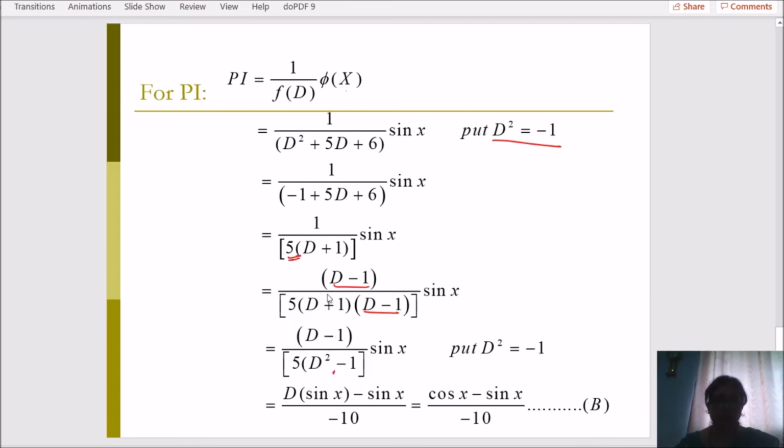Now apply the formula (a + b)(a − b) = a² − b², therefore we get this value. Then substitute D² = −1, and we get this term. When D is in the numerator, we differentiate it. When D is in the denominator, we integrate it. Therefore D is in the numerator, so the derivative of sin x is cos x, and the denominator term is −10, which is the required PI.